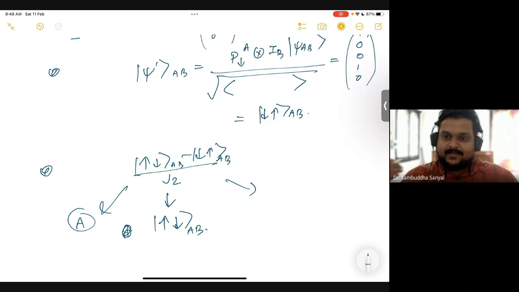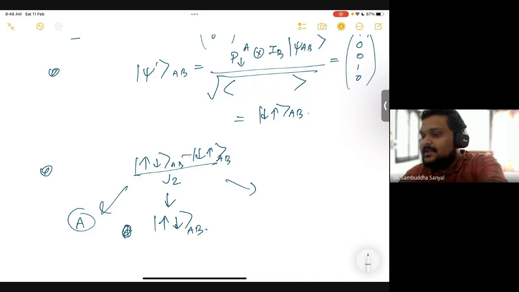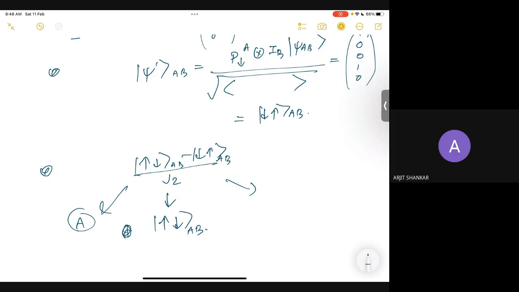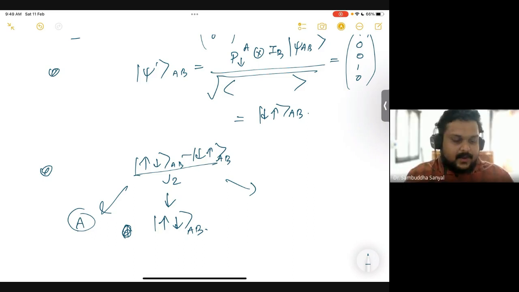So this fact violates locality. That is one of the issues, one of the main points of entanglement, and that is what we discussed in the entanglement. I am just showing you the same thing using this formalism. Okay, everybody is clear about all this? Yes, sir.